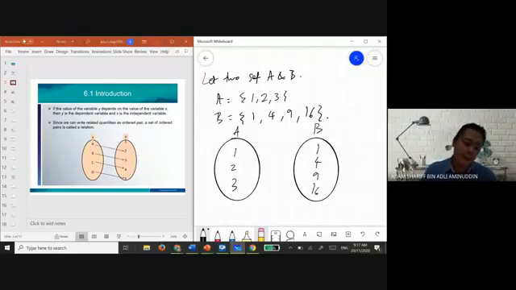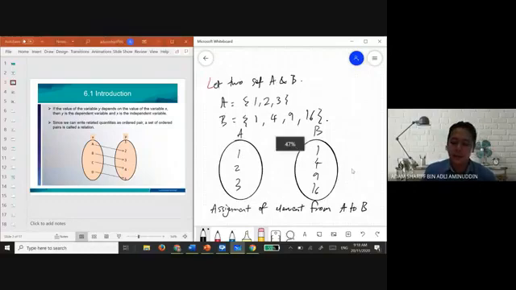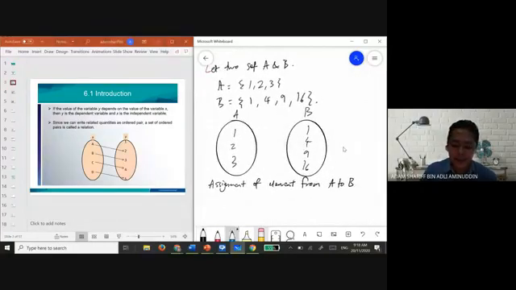A basic concept of a function is an assignment of element from A to B. So say I assign 1 to 1, 2 to 4, 3 to 9. That's all. 16 is okay. This one is still a function. We try to assign an element from A to B.